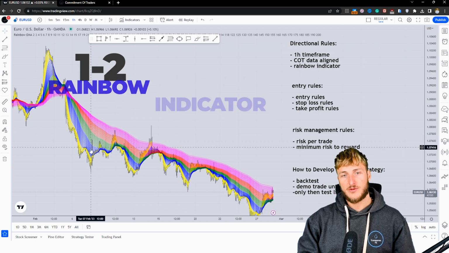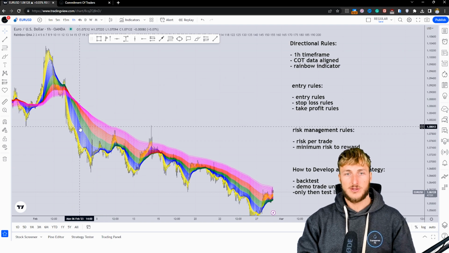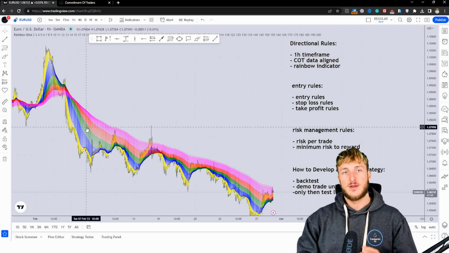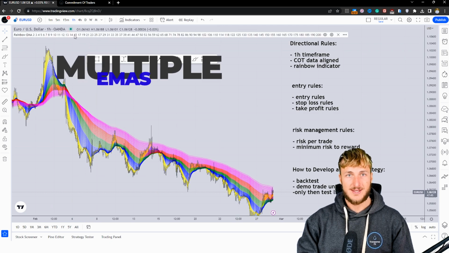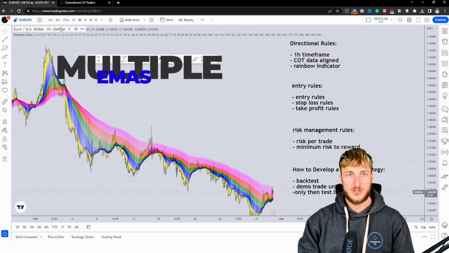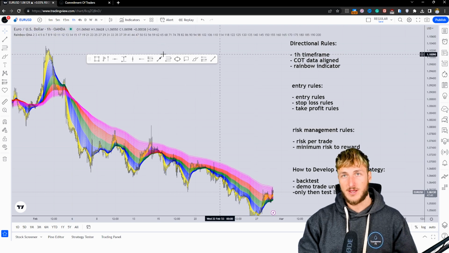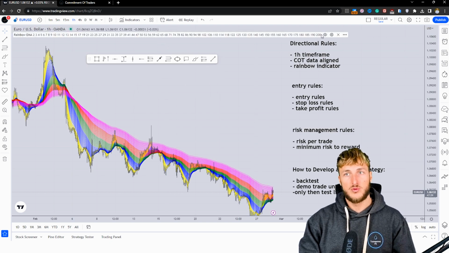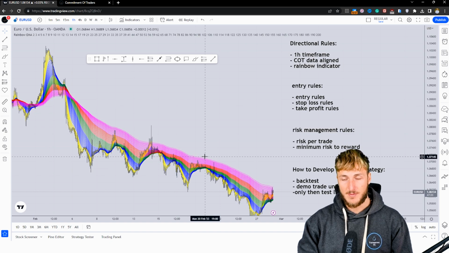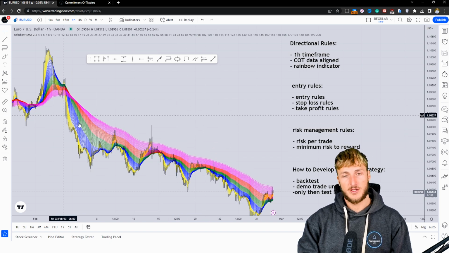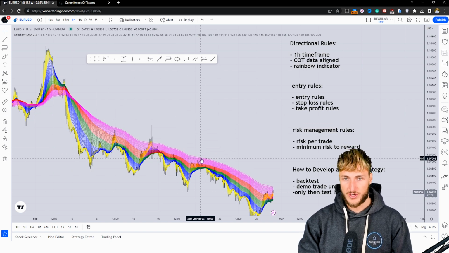Now, this indicator essentially creates every single EMA and puts it on the chart. You can see here I have written all the EMAs that this rainbow indicator puts here. 2, 3, 4, 5, 6, 7, 8. You have essentially all the way up to the 200 EMA, so many EMAs here, all plotted on the same chart.